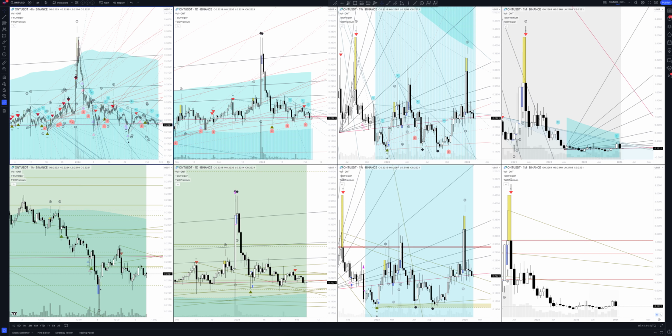Today we will take a look at Ontology cryptocurrency. Let's analyze the market situation and find out how you can make money on it. Let's start.